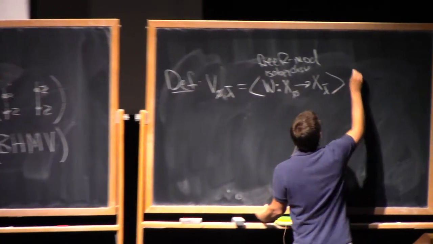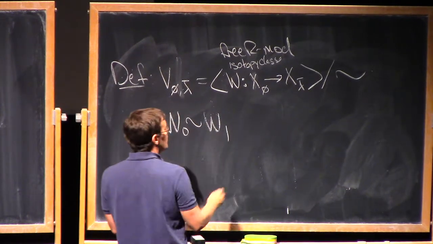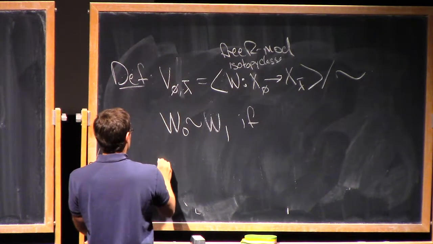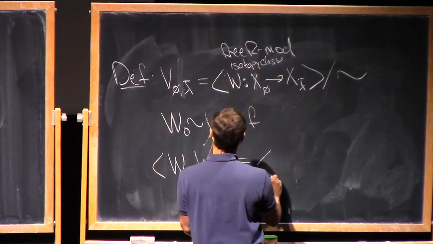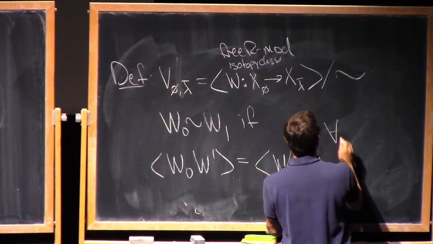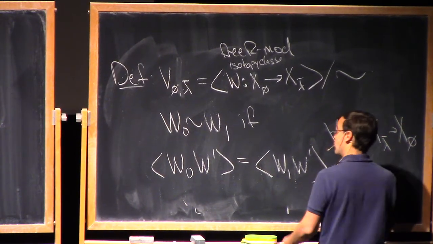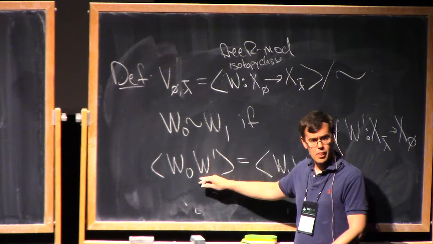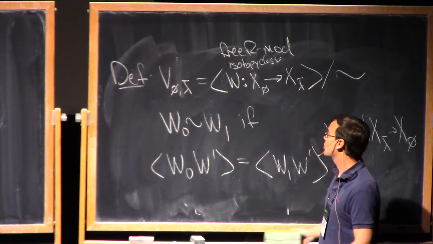And then I divide out by a relation, where I say that W naught is equivalent to W1 if the bracket of W naught W prime is equal to the bracket of W1 W prime for all W prime going from X lambda bar to X empty set. So these compositions now are closed webs, and I know how to evaluate them. And what I get is some vector space, which is the space V0 lambda bar that I want.